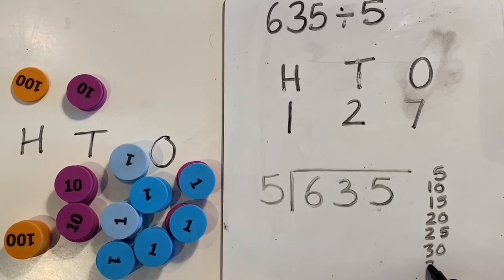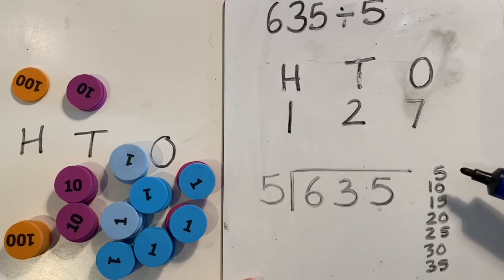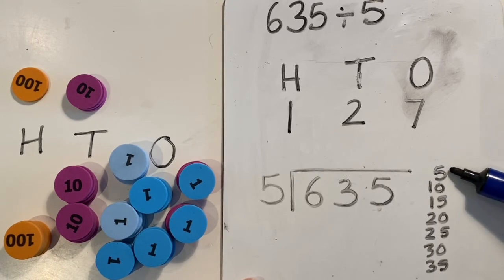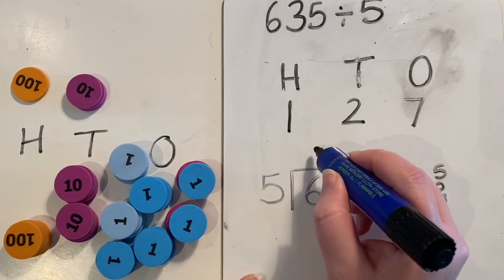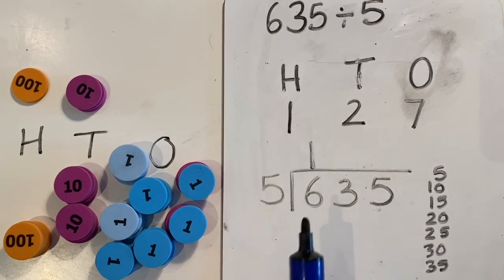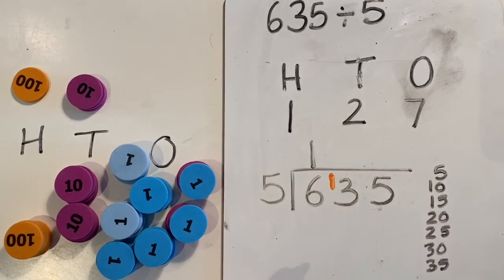I'm only going to go as far as 35. I know I'm not going to need more than 35. So I want to know how many 5s go into 6. Well, if I look here, it goes into 5, but it doesn't go as far as 10. So that means I can only get one lot. So up here, I know I can get one lot. So I've used 5 of those 6, which means I've got one left to go over here.